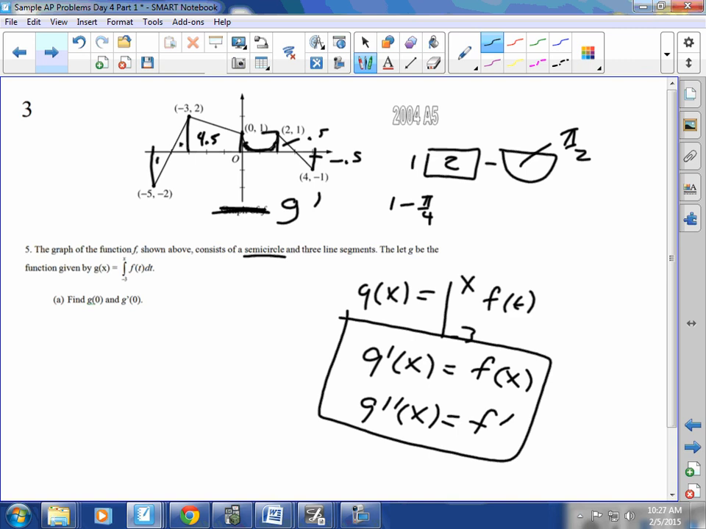Go ahead. For the first triangle on the far left. On the far right. Should be negative. Okay. Yeah.